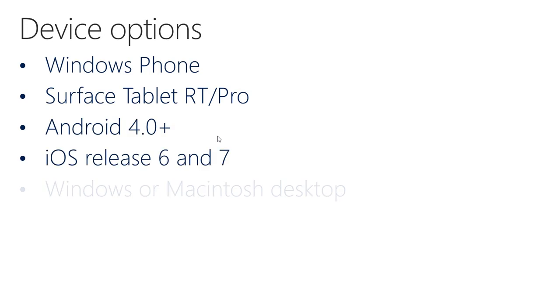The next question: okay, you keep on saying it can run on anything. What does that mean to me as an end user? Well, of course, the generic things: it's going to run on a Windows phone or a Windows Surface or Windows 8 or 7 type of device. You would expect that. But it also runs on other devices. So it'll run on an Android device, whether that's a tablet or a smartphone. It'll run on an iOS device. Doesn't matter if it's 6 or 7.